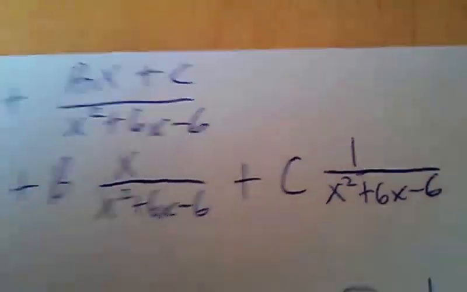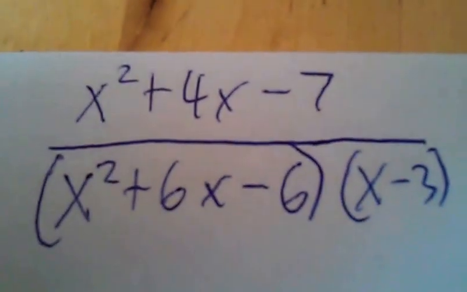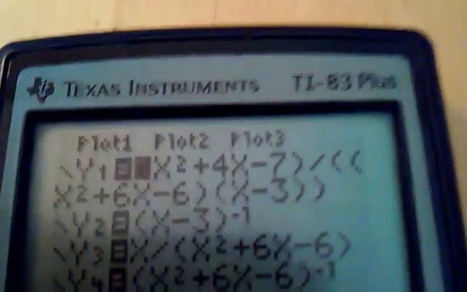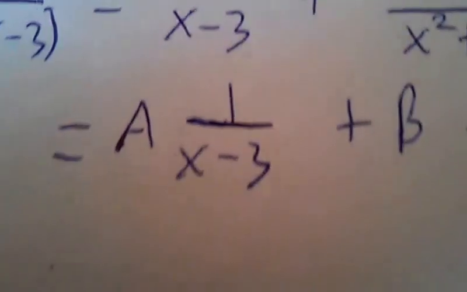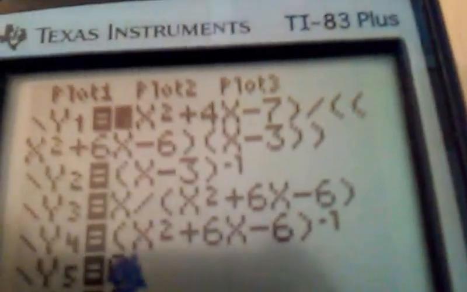Now that you have all of these terms, you take this expression and you put it into Y1. So you can see I already did it. It's there in Y1. Then you take this expression, 1 over x minus 3, and you put that into Y2, which is the same as x minus 3 inverse.